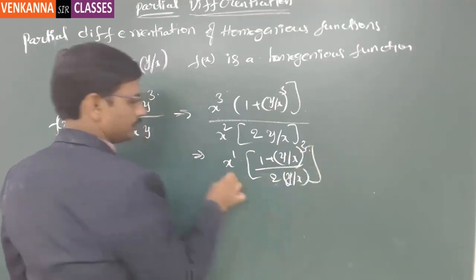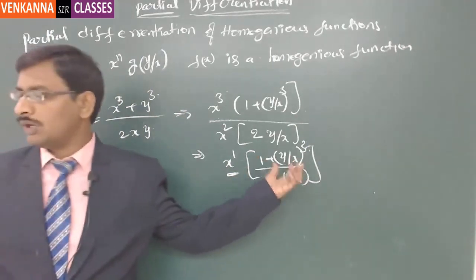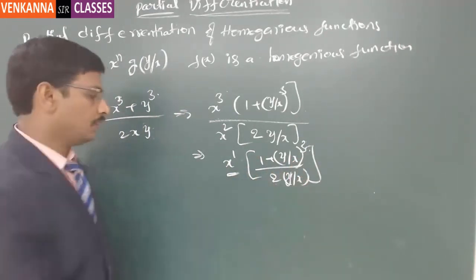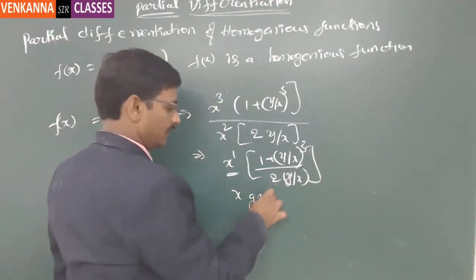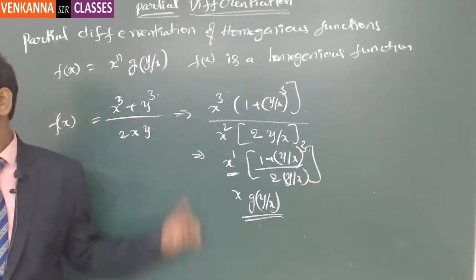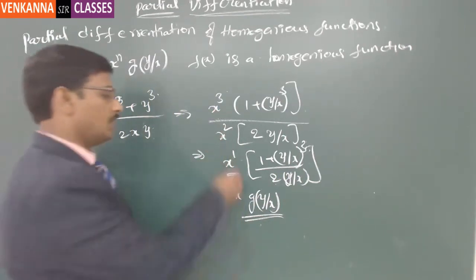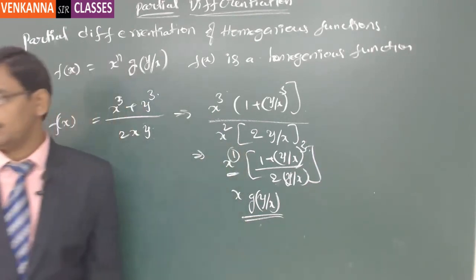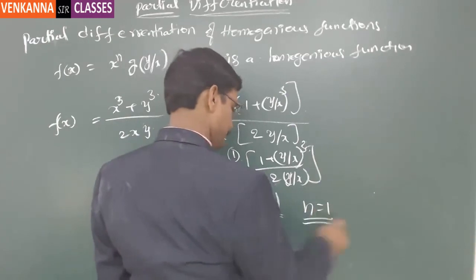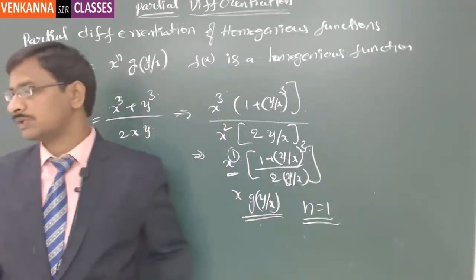If you notice, if you take x power 1 out, the remaining term contains only y by x. It's only y by x. So it is in the format x into g of y by x. This is what we call a homogeneous function of order 1. This is the order of the homogeneous function here. Got it? So here n is equal to 1. This is how you will identify a homogeneous function. Got it?